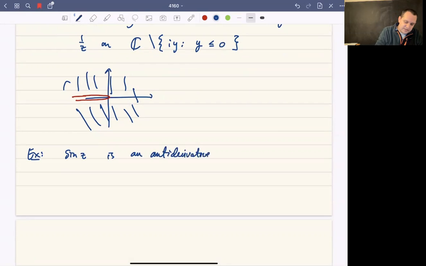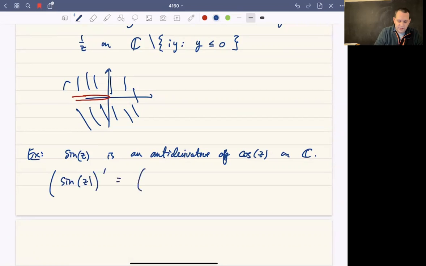So sine of z is an antiderivative of cosine of z. This is probably something that you've taken for granted, but it's slightly more complicated now because we're thinking of complex sine and complex cosine. But it's still true that it's an antiderivative of cosine on all of the complex plane. So you can check that if you were to differentiate sine of z.